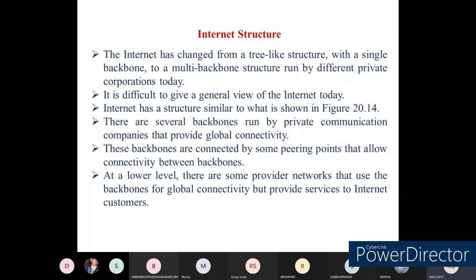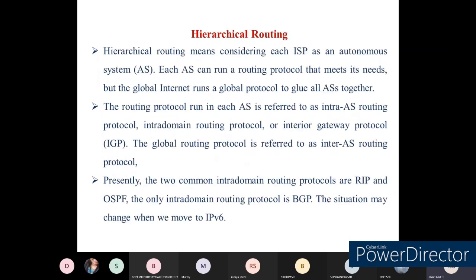And we have used some backbone networks, as we discussed. By the use of these backbone networks, we are connecting through the peering network. By using these peering points, the backbone networks can be connected so that we can reach the global entities. The next one we call the hierarchical routing protocol.